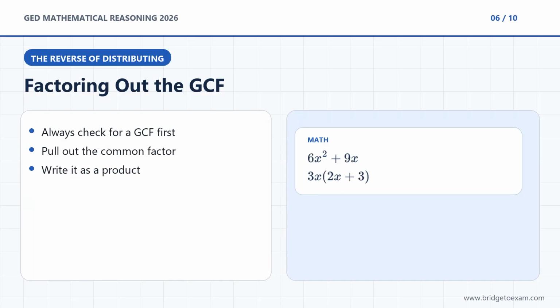Factoring means writing an expression as a product. The first thing to always check is a greatest common factor. For 6x squared plus 9x, both terms share 3x. Pull it out front, and inside the parentheses, you get 2x plus 3. So it factors to 3x times 2x plus 3.